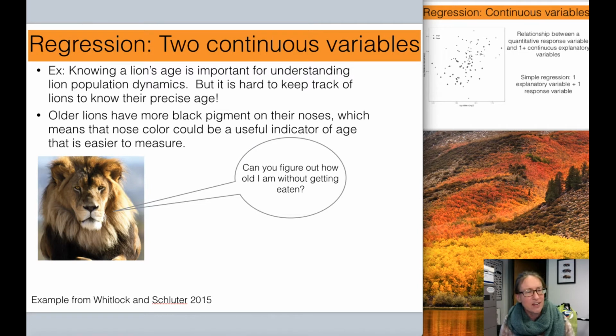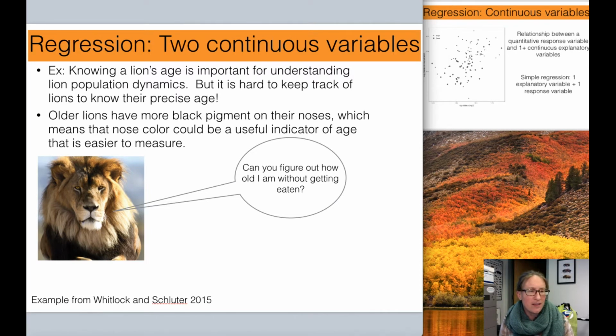So for thinking about this, we'll start out thinking about an example for studying ages of lions. Knowing how old lions are is really important for understanding population dynamics for a population of lions. That'll tell you if lions are of a reproductive age, how susceptible they are to dying, all kinds of things. But it's really hard to keep track of an entire population of lions to know the precise age of every single lion that's within the population that you're interested in. So there's a lot of motivation to come up with other methods to estimate how old lions are.